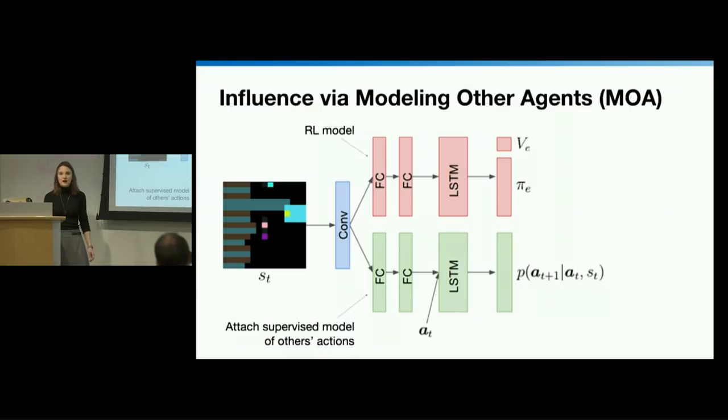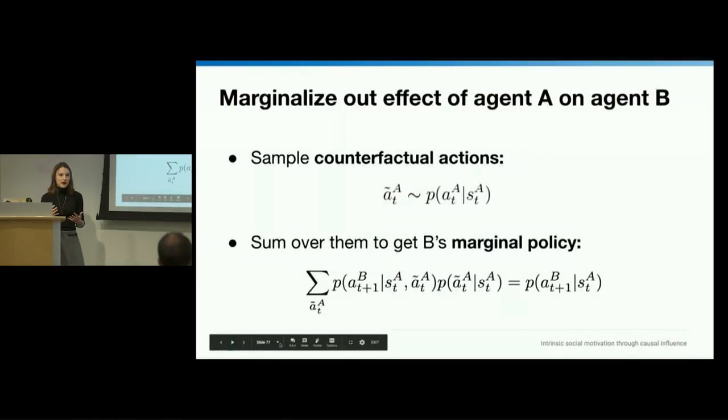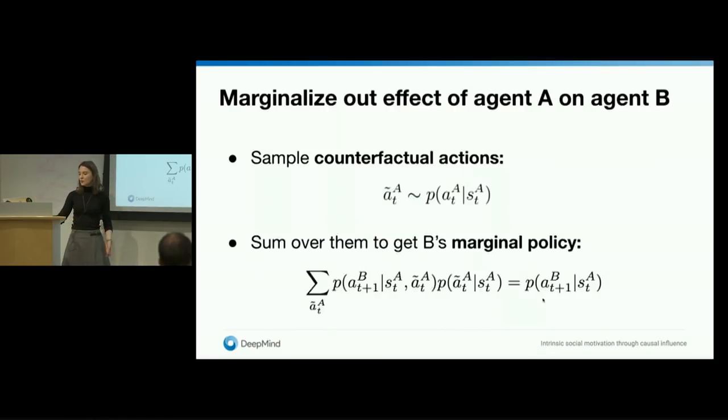And what's cool about that is it allows you to plug in a counterfactual action into your own model. So the agent can simulate, if I had taken this other action at this time step, how do I predict that would have affected agent B's behavior? So I can simulate my effect on the other agent. And what that allows you to do is sample a bunch of counterfactual actions from your own policy. Say, here's all the things I possibly could have done or was willing to do at the last time step. And then I predict the other agent's action given all of those counterfactuals, and I sum over it to get the marginal policy of the other agent. So this is basically, what would the other agent do if I didn't exist, if I wasn't doing anything?